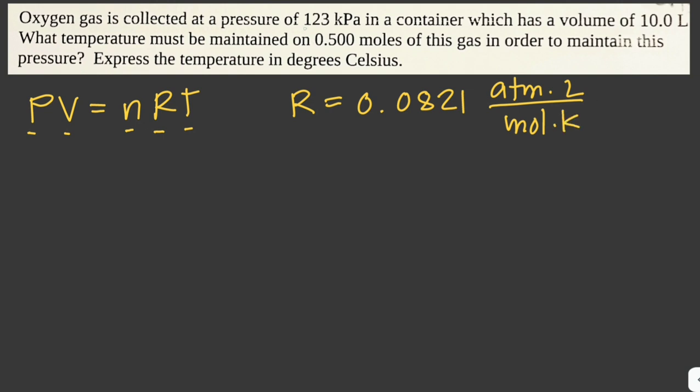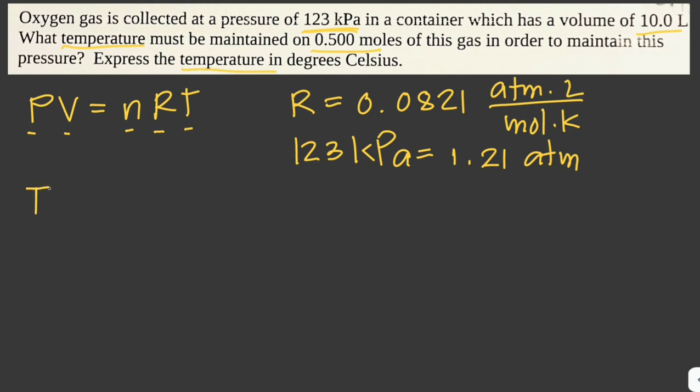We're given here the pressure, which is in kilopascal. We need to convert that to atm. So 123 kilopascal is just equal to 1.21 atm, and our volume is already in liters, so we don't need to convert that. And then we have the number of moles, and now we can plug in all the values into the equation. So we need to solve for the temperature.